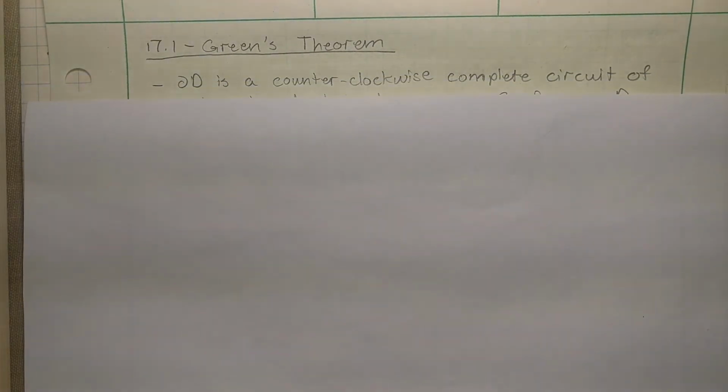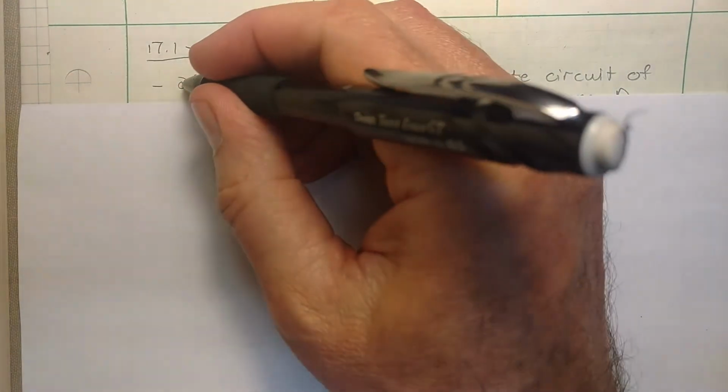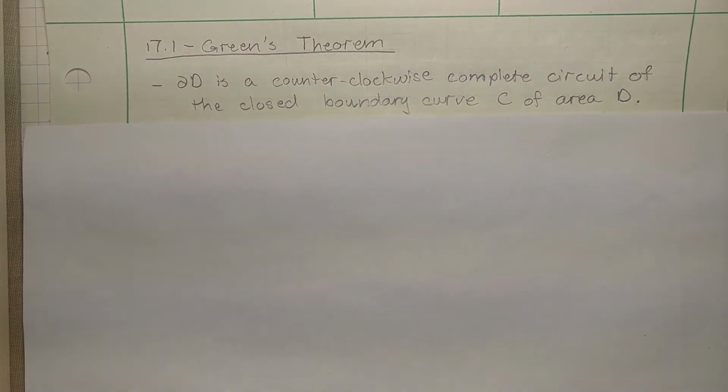All right, let's go ahead and move into chapter 17. We're going to go with Green's theorem here. So this is 17.1. First we need to go over a little bit of ground rules that'll help us understand what Green's theorem is talking about. Notationally, this notation here is essentially the partial of a domain, so it's kind of like the partial derivative of a domain. What we mean by that is a counterclockwise complete circuit of the closed boundary curve C of a given area or domain D.